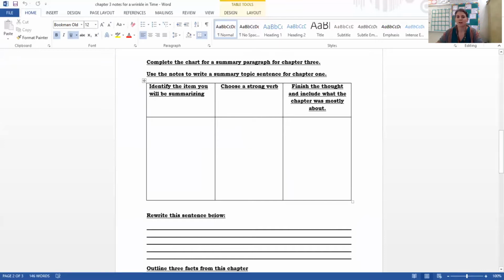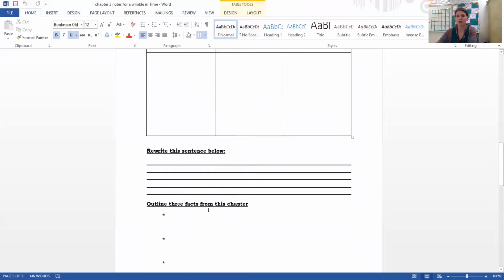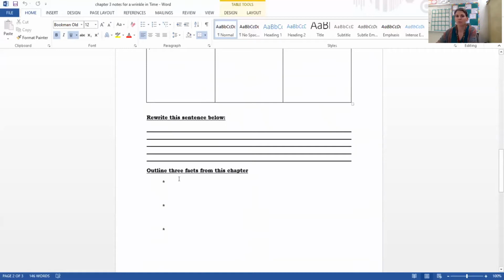All right, before you start to write your paragraph, you're now going to outline 3 facts from the chapter. So there are 3 little asterisks here, the little stars. You're going to pick the 3 main events. These are your yellows, your reasons, details, or facts, your RDFs. I want you to think of this.